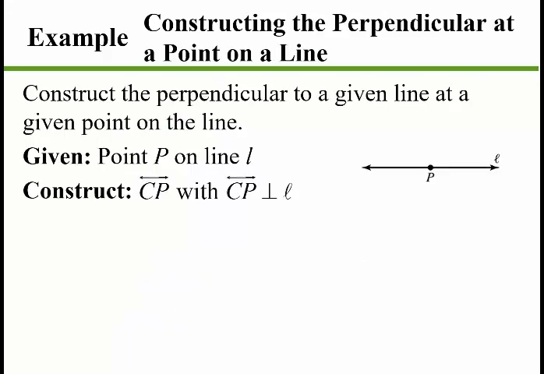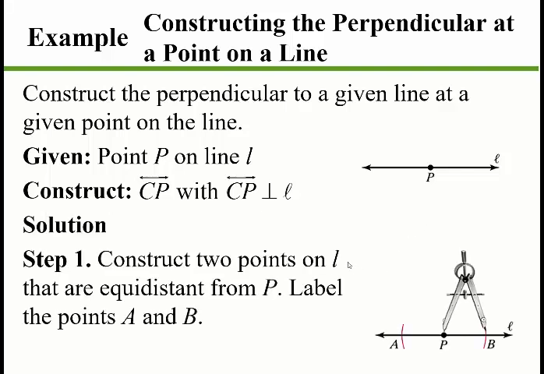All right, let's do another one. This is constructing the perpendicular at a point on a line. So let's construct the perpendicular to the given line at a given point on that line. So I have point P on line L, and what I want to do is construct some line CP that goes through P that is perpendicular to line L. All right, so there's a couple steps.